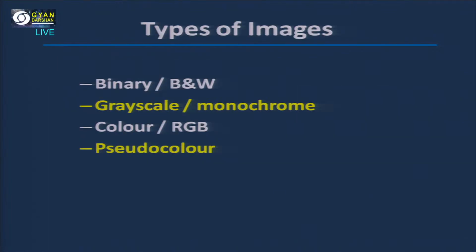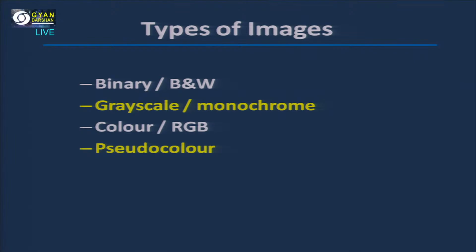Now, digital images are of four different types. One is the binary image, which is also known as the black and white image. Then the grayscale, which is also known as the monochrome image. Then the color, or the RGB image, and the last one, the fourth type, is the pseudo color. We'll discuss each of these types one by one.